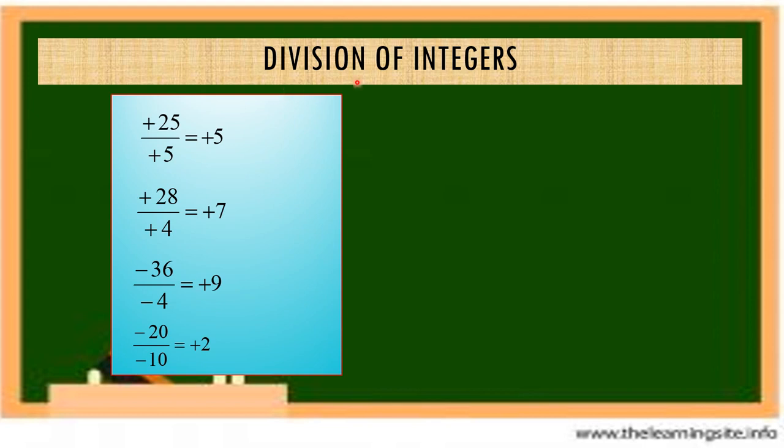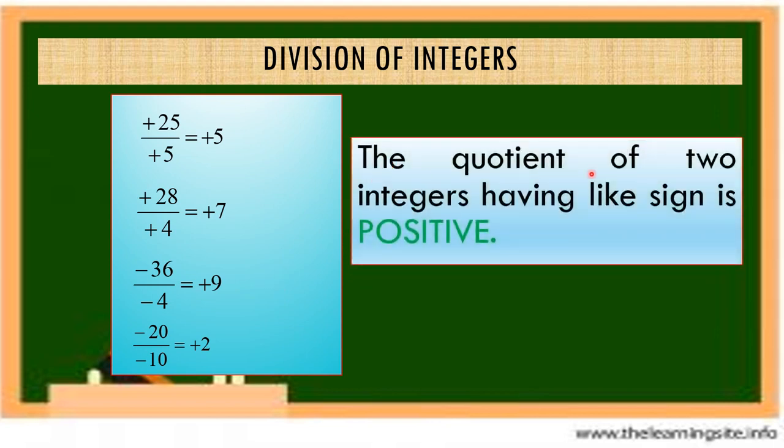We are in division of integers. If we divide a positive by a positive, the result is positive, and a negative by a negative, the result is also positive. So, the quotient of two integers having like sign is positive.